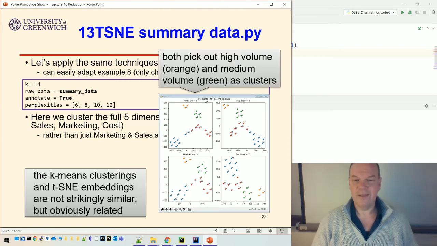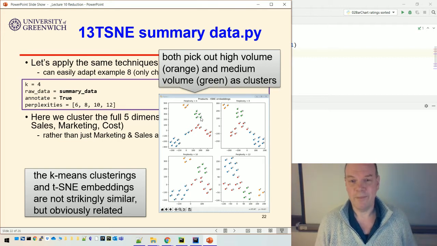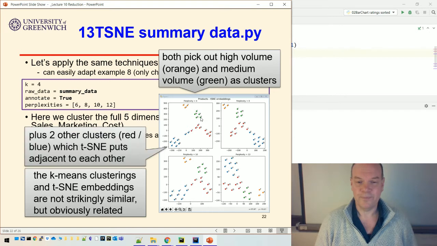But if we go back to our segmentation that we did manually way back in lecture 2, we can see that the orange are the high volume products, and the green are the medium volume products. So those are clearly coming out. They're clearly being extracted by both methods, both tSNE and k-means. Pick these out as similar data. What about the other ones?